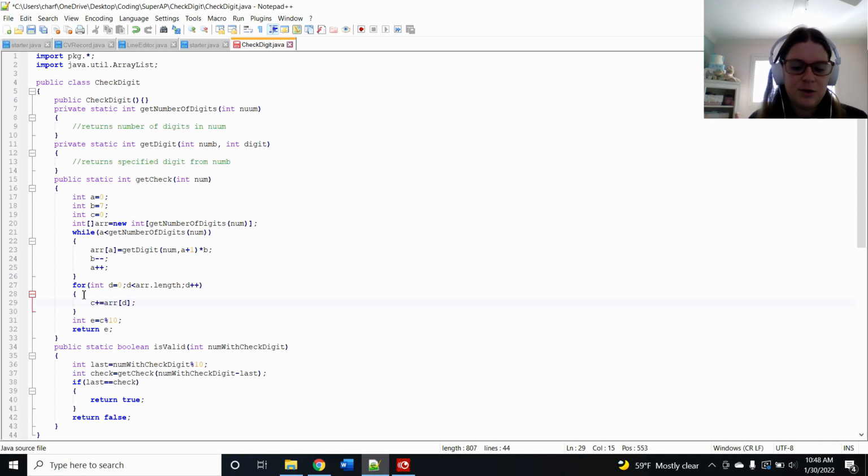You can also have times equals, divide equals, and minus equals, and it just means continually subtracting, adding, or dividing from, changing this variable. Once we've added all those together, we're going to do int e equals c modulo 10.